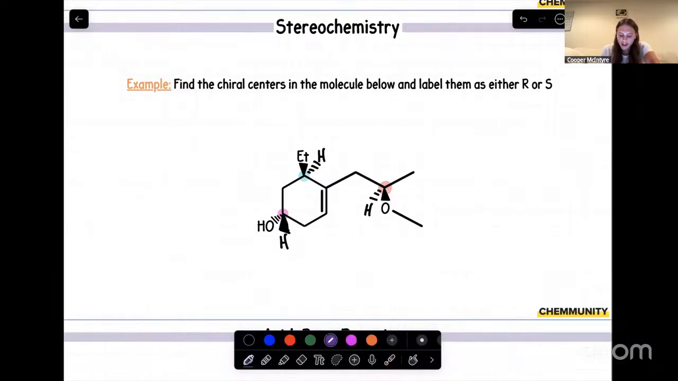Yet again, hydrogen will be our lowest priority, so we'll give it a 4. And then in terms of the groups that this carbon is bonded to, we're bonding directly to an oxygen, which has a higher atomic number, which yet again gives it a higher priority. And now what we need to do is start at this pink carbon so that we can assign priorities 2 and 3. And in order to do that, we have to just branch through the molecule and find some differences.